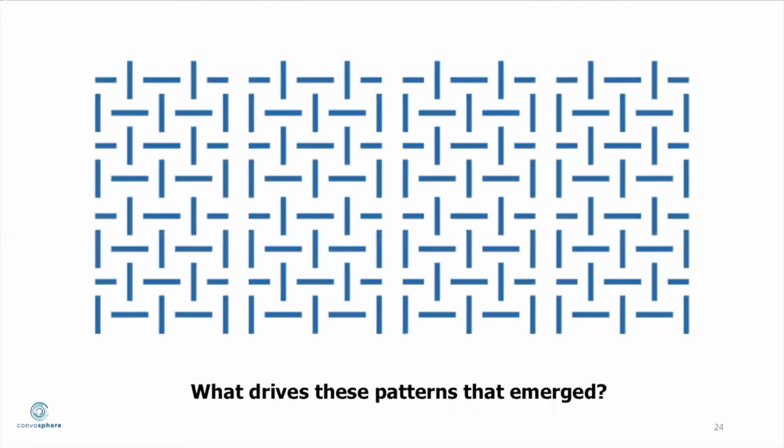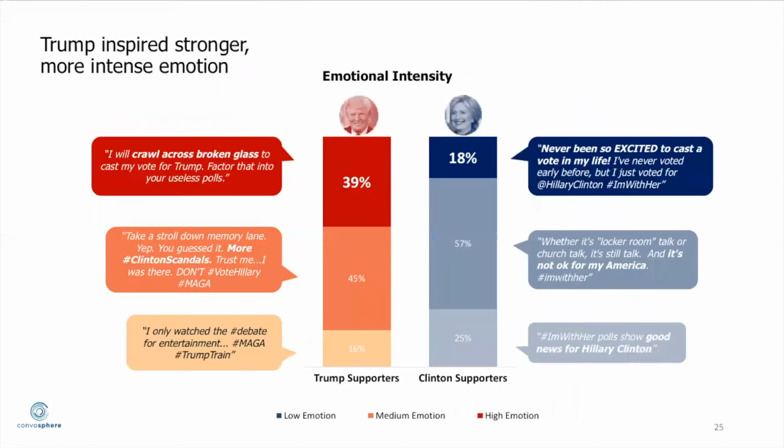What are these patterns that emerge trying to tell us, and what drives them? We analysed conversation in more depth to see if these patterns indicated a difference in emotional intensity between the candidates. When we looked at the differences in emotional intensity within the mentions, we found that Trump inspired stronger and more intense emotions. You see that 39% of conversations among Trump supporters were highly charged. For example, here a voter says, "I will crawl across broken glass to cast my vote for Trump. Factor that into your useless polls."